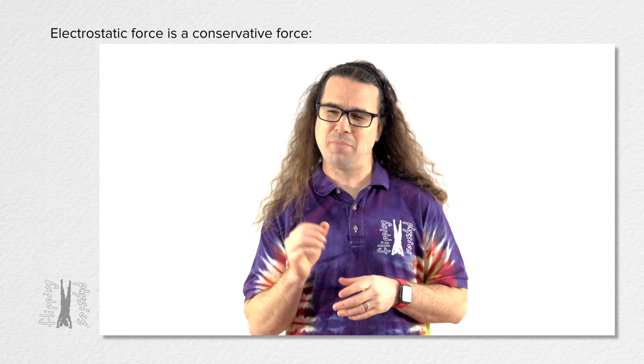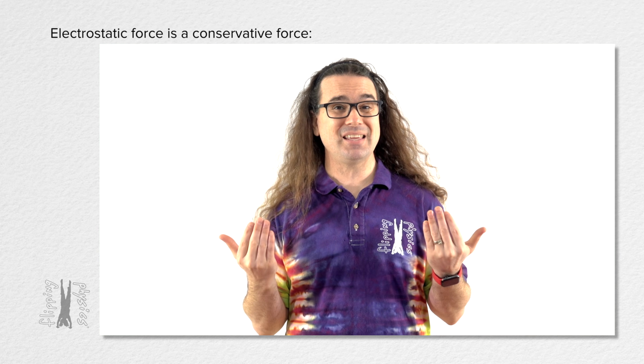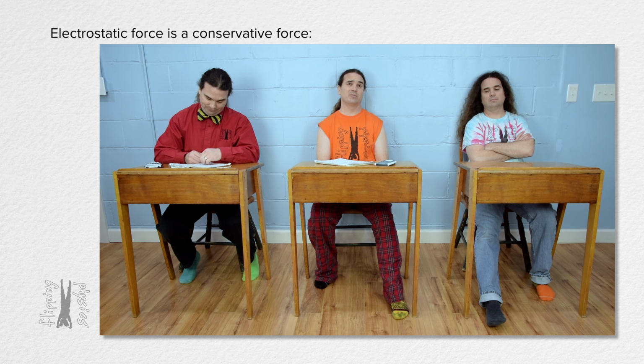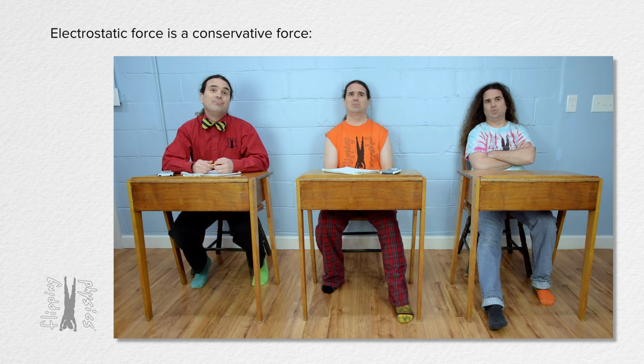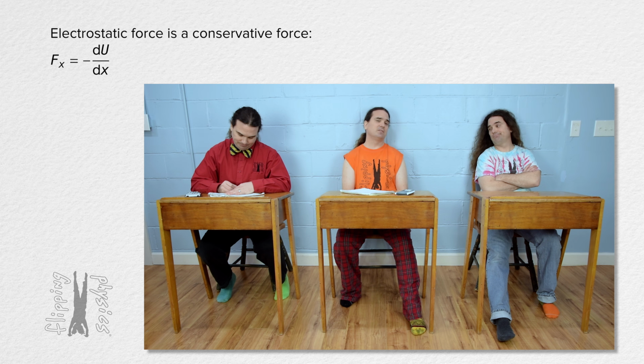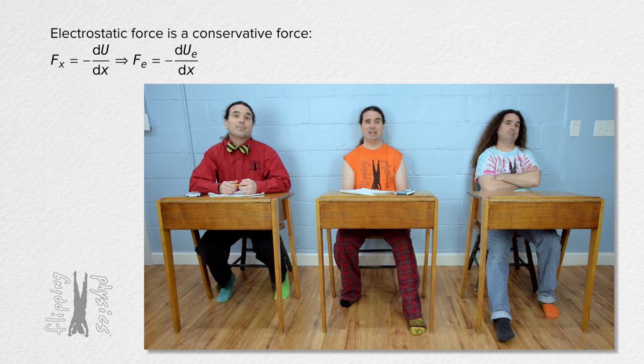When I say that, Bobby, what equation should immediately leap into your brain? The equation is the force in the x direction equals the negative of the derivative with respect to x position of the potential energy associated with that force. Right. That means the electrostatic force equals the negative of the derivative of electric potential energy with respect to position. Thank you, Bobby and Bo.